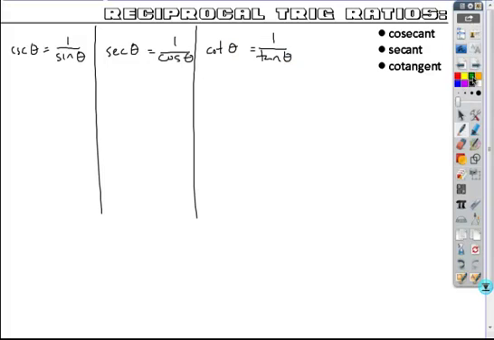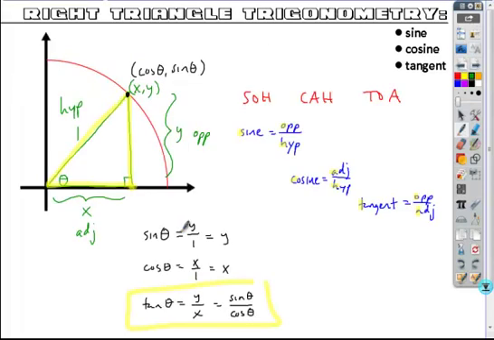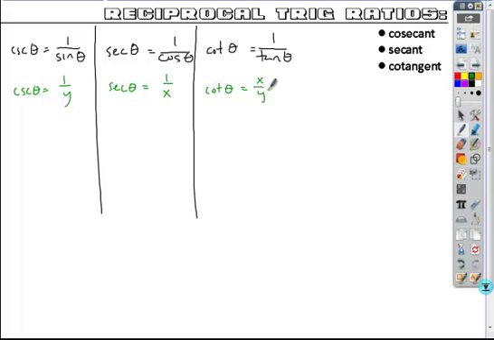Okay, so because of what we saw on the unit circle, since the sine is the y coordinate, we could think of the cosecant as 1 over y. The secant is the reciprocal of cosine. Since the cosine is the x coordinate, we can think of it as 1 over x. And the cotangent is the reciprocal of the tangent. So we can think of that again. Back here we saw that the tangent was y over x. So the reciprocal will be x over y or cosine over sine.